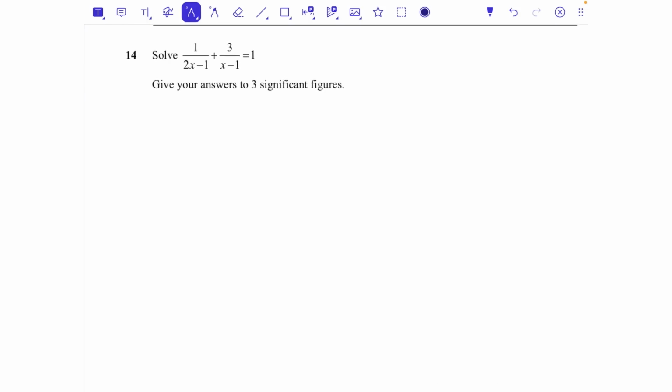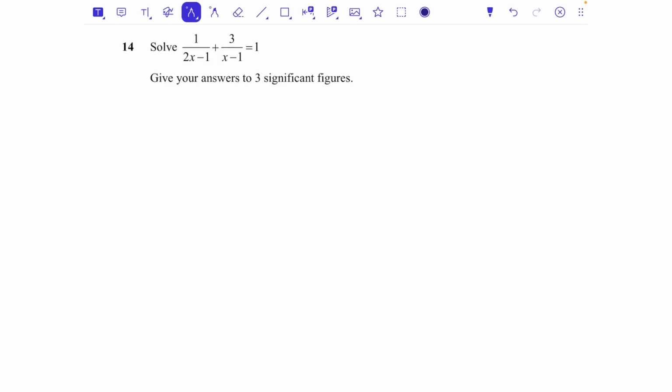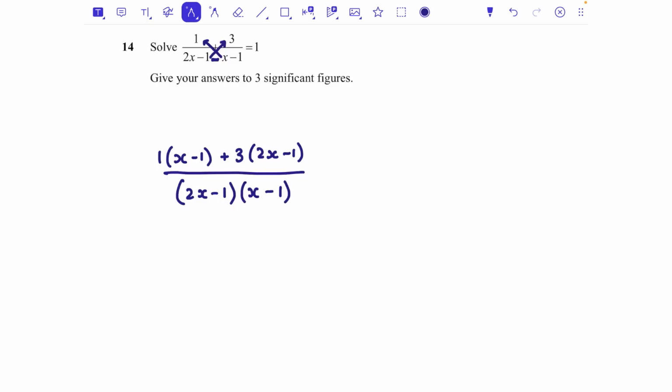So with this algebraic fraction, what we're going to want to do is make the denominators the same to be able to add them. And we're going to do this multiplied by this multiplied by this, and then the denominators multiplied together. So 1 lot of x minus 1, add 3 lots of 2x minus 1, all over 2x minus 1 times x minus 1. And that equals 1 still. So all we've done there is make it a single fraction and make a common denominator of 2x minus 1 times x minus 1. I'm then going to multiply both sides by that denominator.